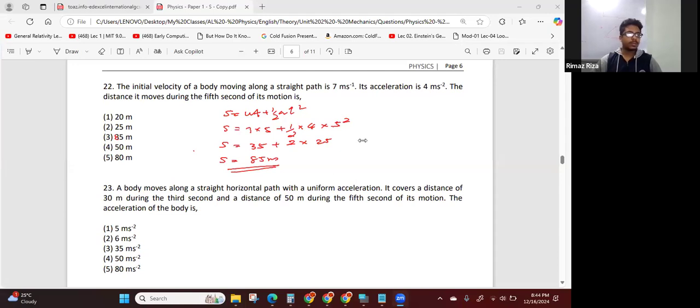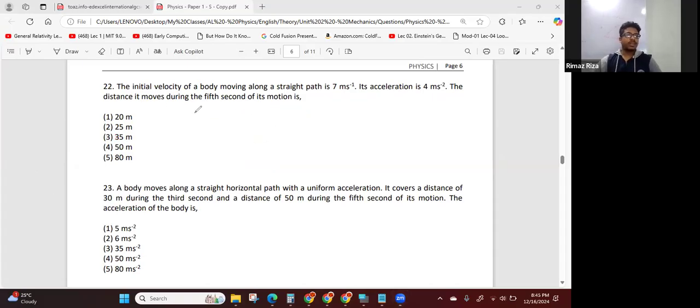Yes, Hirosh. Okay. Right. So here, this is a tricky question, they're asking the distance it moves during the 5th second. So we want to find the distance it travels within the 5th second. For that, we can find the displacement after 5 seconds and also the displacement after 4 seconds, and take the difference.